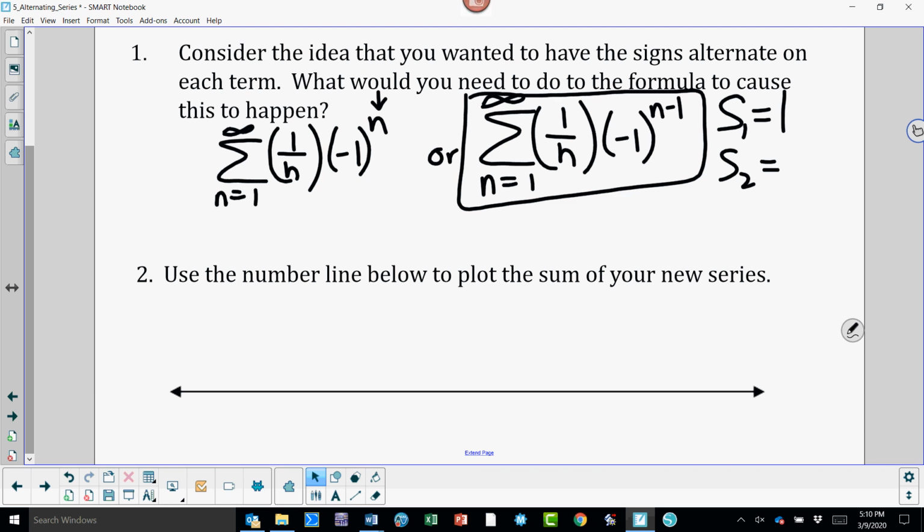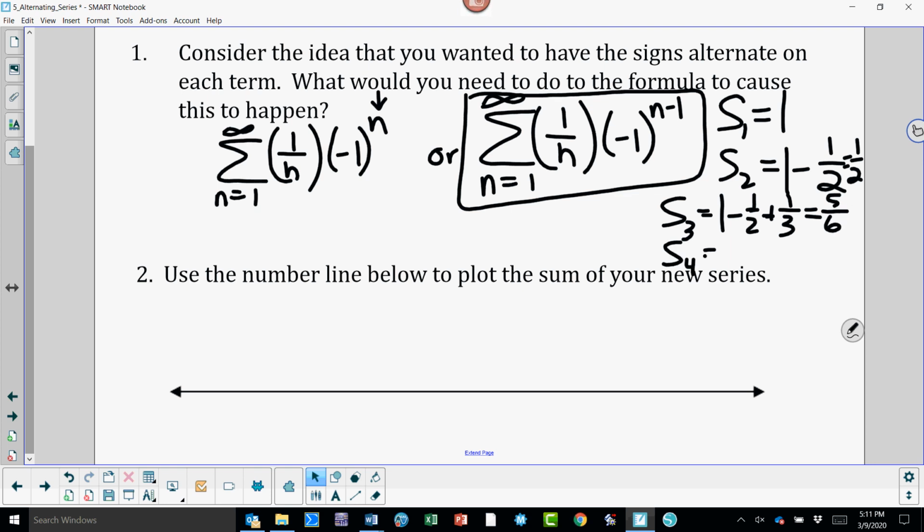I know that when I plug in 1, I get 1. And if I plug in 2, I get 1/2. But then I have -1 to the 2 minus 1, which is negative. So I'll get -1/2. And so that sum, of course, will be 1/2. And then S3 would be 1 minus 1/2. Well, now you can kind of see, okay, the next term will be positive. So I get 1 minus 1/2 plus 1/3, which will end up being 5/6.